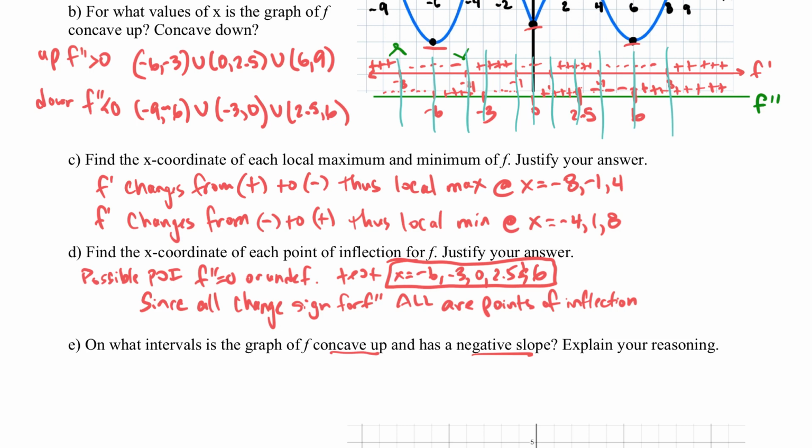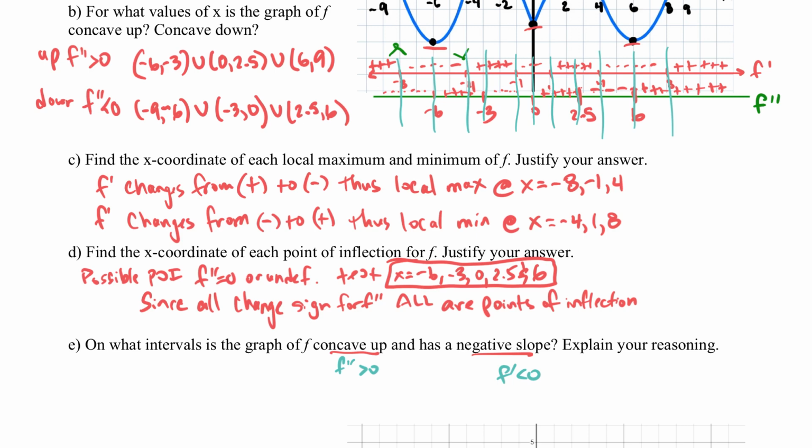So to me, this tells me that f double prime is greater than 0, and negative slope, which means f prime is less than 0. I'm looking for the intervals where this occurs. So I want f double prime to be greater than 0, so this happens right here, but then I need f prime to be less than 0, so right here. So this interval between -6 and -4. And then it happens again between 0 and 1. Right here I have a positive f double prime and a negative f prime. And then it happens again between 6 and 8 right there.